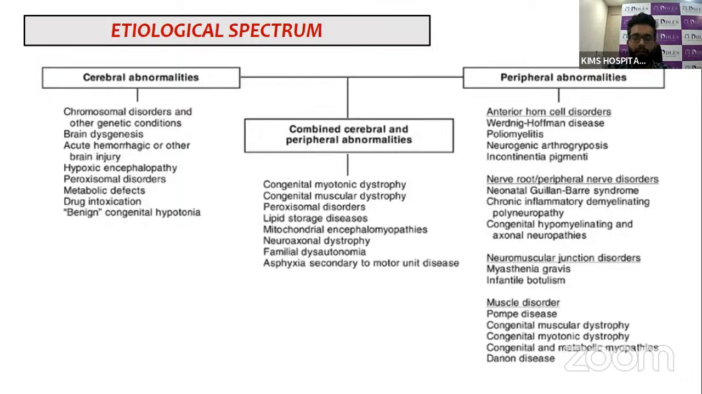There is an overlapping entity which has both phenotypes. In this, there is peripheral neuropathy associated with a central nervous system problem. This is typically seen in congenital muscular dystrophy, Merosin negative congenital muscular dystrophy, and a few other disorders like peroxisomal disorders, which have leukodystrophy and peripheral neuropathy, and other mitochondrial cytopathies. Different types of mitochondrial cytopathies have peripheral neuropathy and CNS involvement.